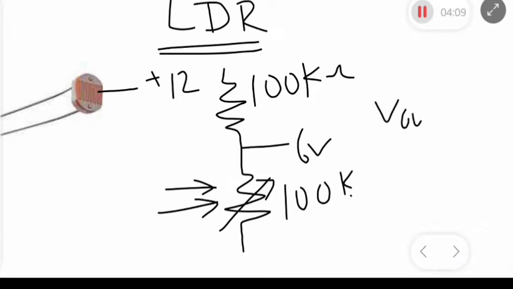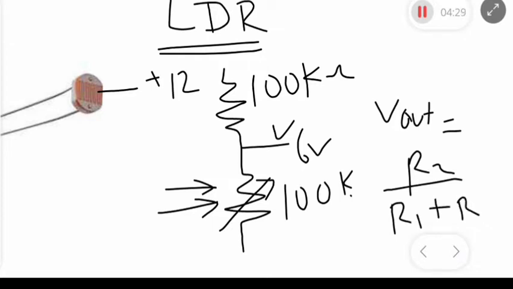See the calculation here, see the formula here. V out, and this is V out. V out is equal to R2 over R1 plus R2, multiplied by the input voltage V. That is how you get your V out, the voltage across this terminal. This 6 volts I just said. Now if you want to calculate it out, this is the formula you use. If you substitute all these variables with these numbers here, you find out that you get 6 volts.